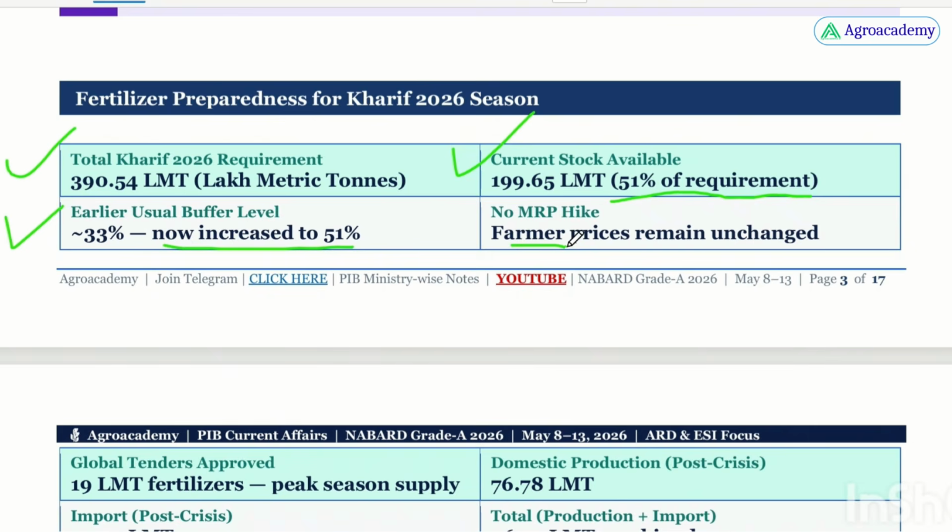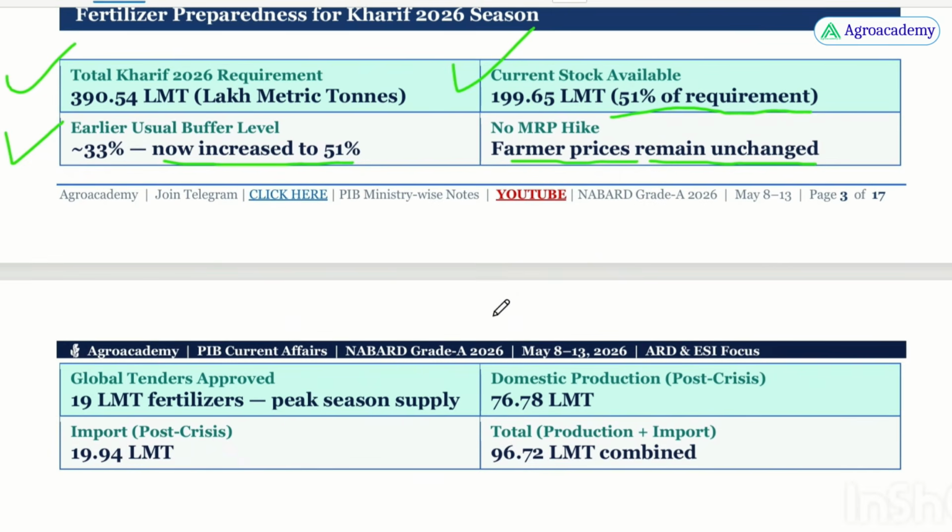And the farmer prices, I'll explain in the next slide. Farmer prices remain unchanged. Farmer prices means at what price the farmers will get the fertilizer, and this basically applies for urea, not for other fertilizers.